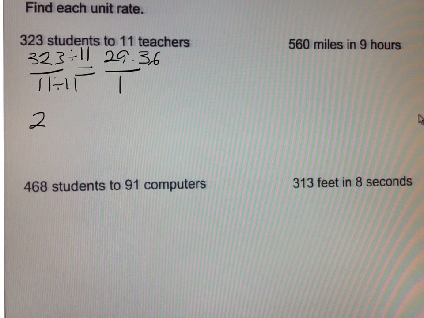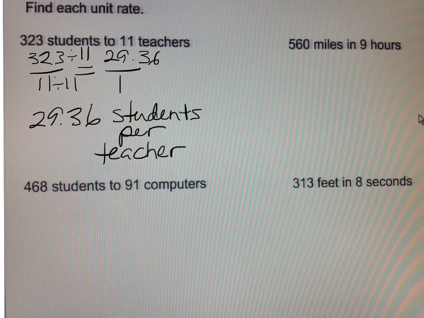When you give your answer on a unit rate, you have got to include units, or your number doesn't mean anything, and your units are going to have two parts. All right, we have 29.36 students per teacher. That's what we just calculated. Notice the units of my answer have two parts, students, teachers, and we take that right from our original problem. And again, also notice the order. Students to teachers, students divided by the number of teachers, and the wording of the units of your answer, students per teacher. Order matters in ratios and rates.